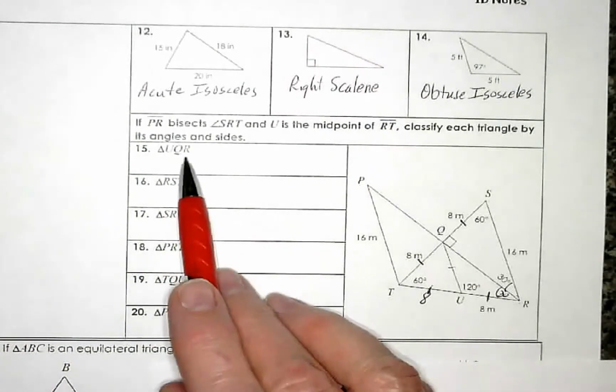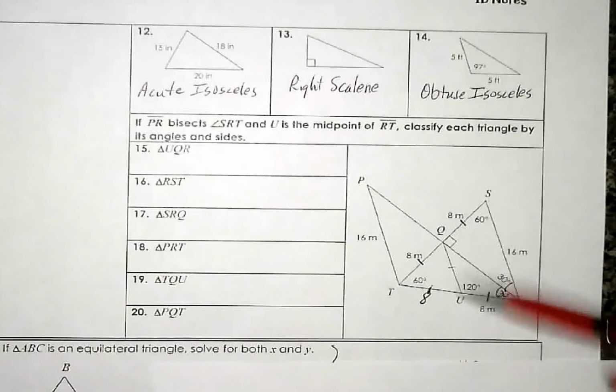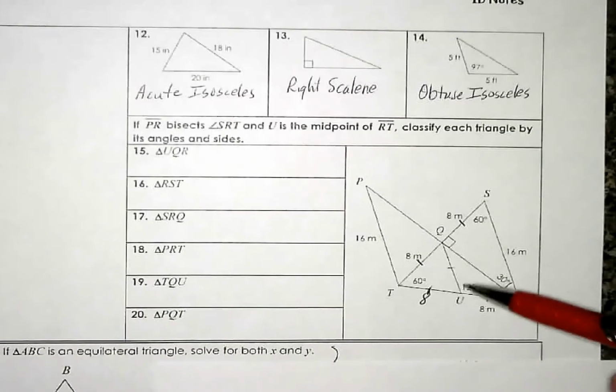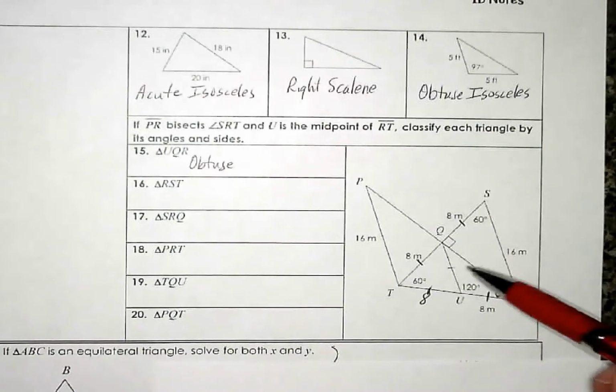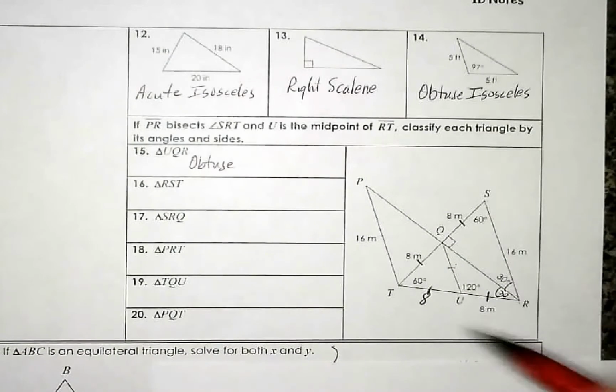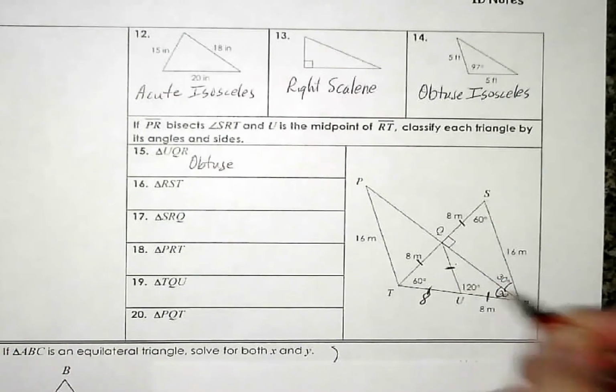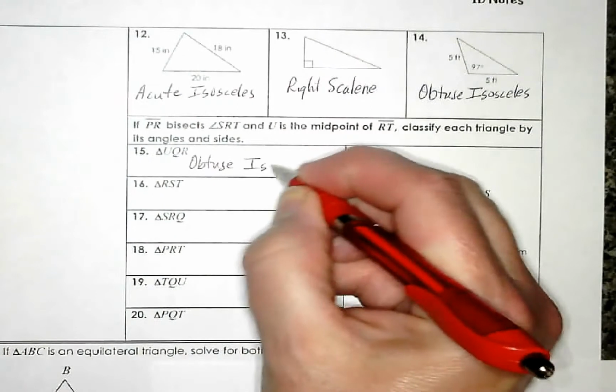So here we go. U, Q, R. Angles, I got an obtuse. Sides, I have 2 that are the same. This one's marked also, just like this one. So we call that isosceles.